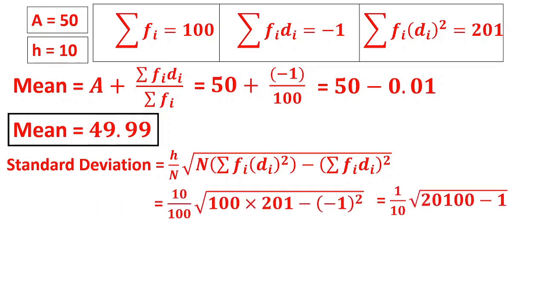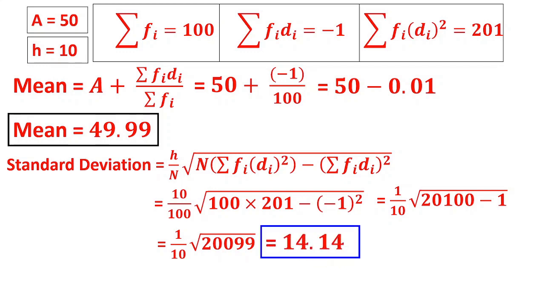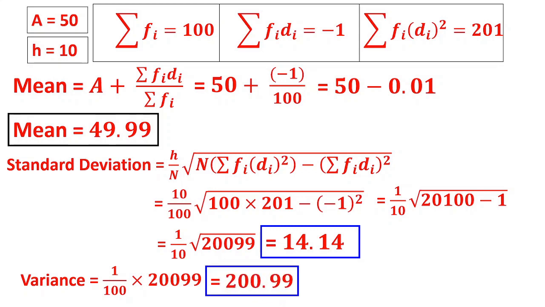Therefore, it is square root of 20,099 by 10. Anyway, it is 14.14. What is the variance? It is the square of it. Therefore, 1 by 100 into 20,099. Therefore, it is 200.99. This is a problem where you have to be very careful in the calculations. Calculations are simple if you use the step deviation method.